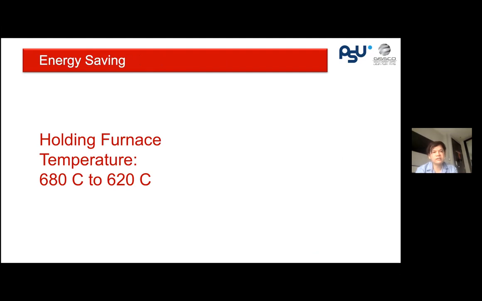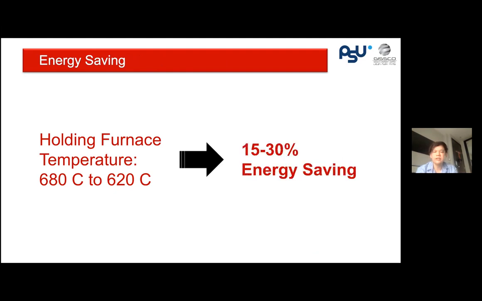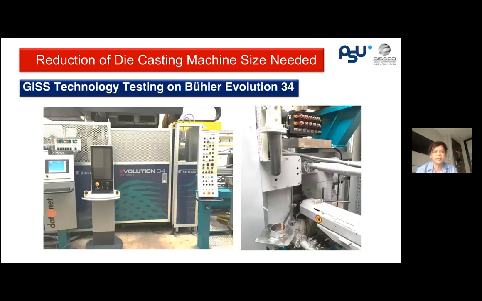Another cost saving, because slurry needs to be done near the liquidus temperature. So the holding furnace needs to be reduced, for example, from 680 to 620, plus minus 5 degrees that we require. So customer can reduce energy about 15 to 30% for the holding furnace.